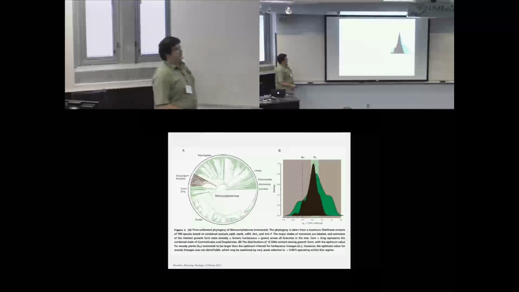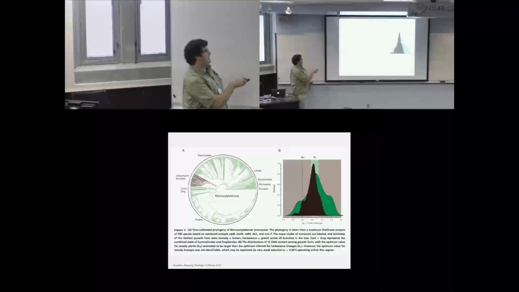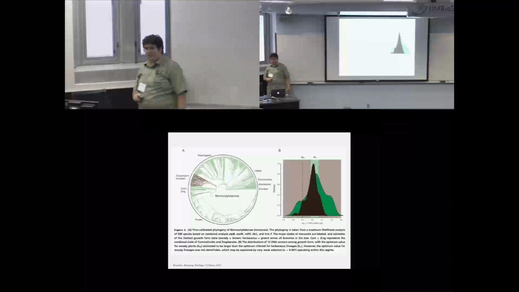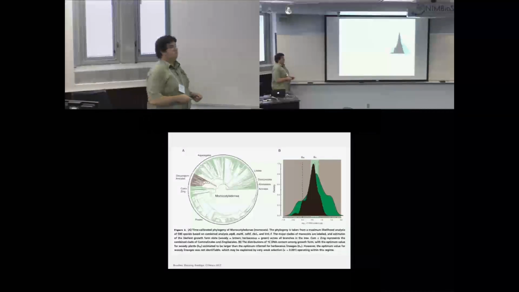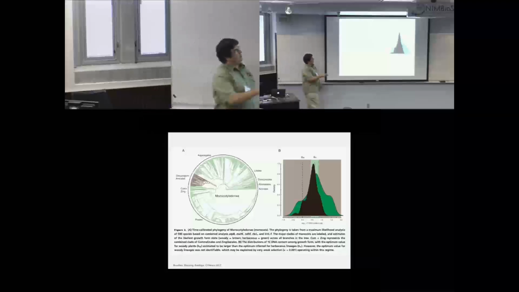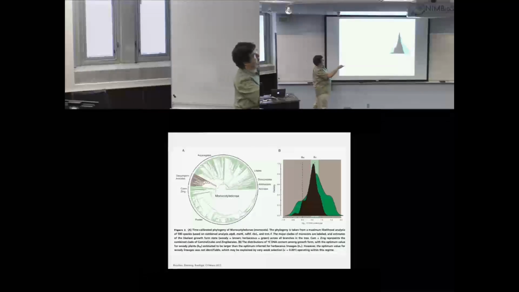So you apply this to a data set looking at genome size of monocots. We have herbaceous monocots and woody monocots, and we're trying to estimate different optima for their genome size. And here we see the distribution of the thetas.